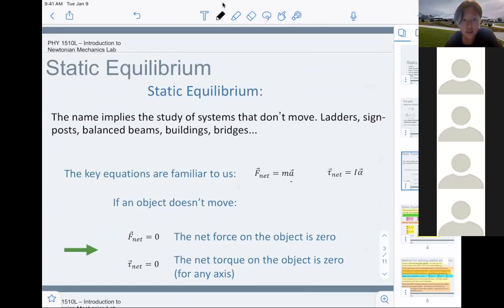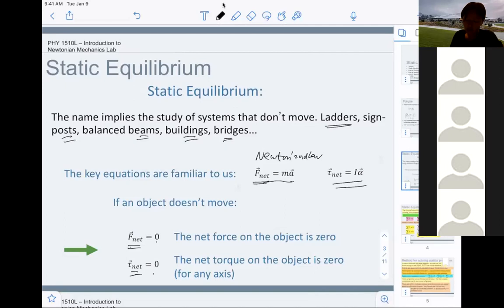To balance an object, right? You see this in our lives: ladders, signs, beams, buildings, bridges. You want these objects to not only stay still, not moving, you also want them to not rotate. You don't want them to tilt over, right? Which means you have to balance all the forces, and you have to balance all the torque. So all the force has to be 0, all the torque has to be 0. This is Newton's second law. You have seen this before.